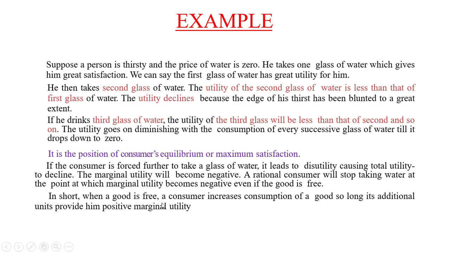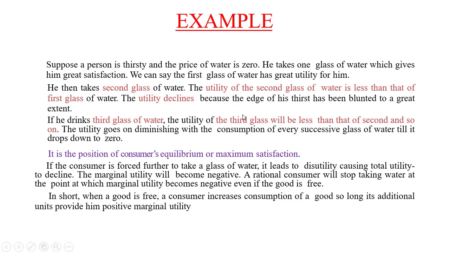In short, when a good is free, a consumer increases consumption of the good so long as its additional units provide him positive marginal utility. Till that time, marginal utility should be positive, and the consumer is satisfied. Once the marginal utility is 0, that means he is fully satisfied. And when it crosses 0, meaning it becomes negative, his satisfaction is going down. He cannot consume it anymore, even if the good is given free of cost.